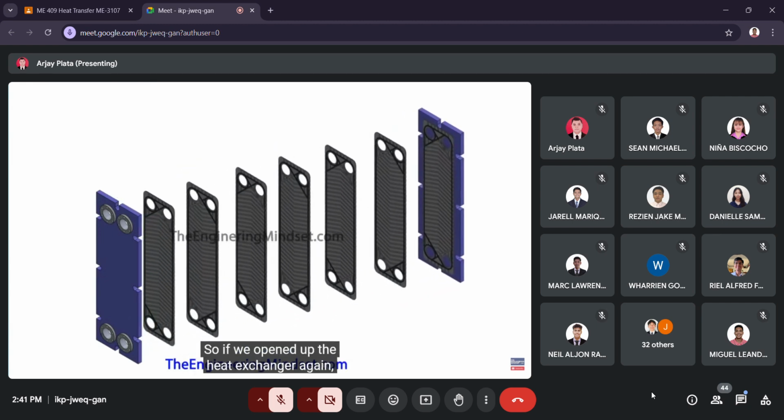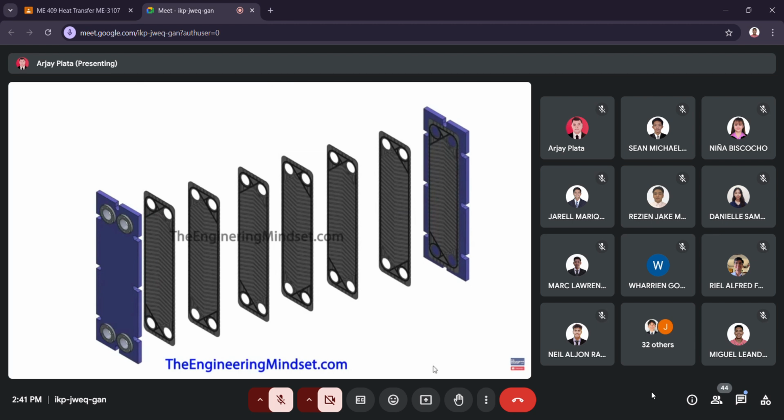So if we open up the heat exchanger again, now you can see here that the gaskets are oriented differently on the alternating plates for the heat exchange. So this one here, you can see a fluid in this pipe would not be allowed to pass through, or this one, and this one it would, so it just alternates vice versa all the way through.